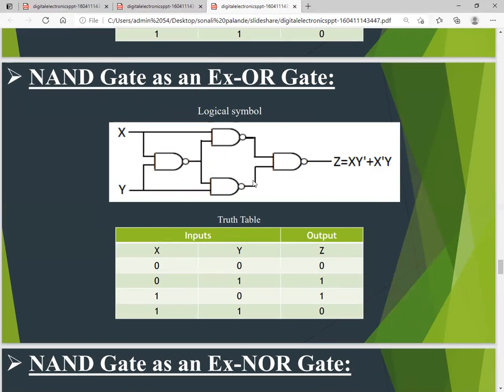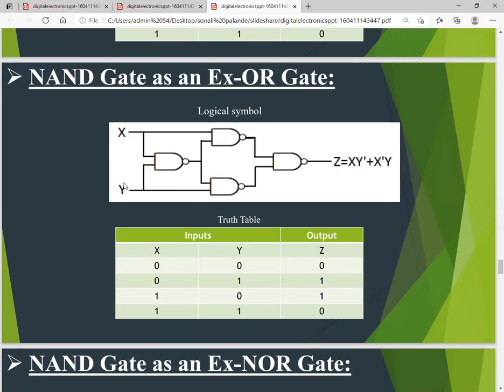Now the NAND gate as an XOR gate. This is nothing but the logical circuit or symbol of the NAND gate as an XOR gate, and this is the truth table. X and Y are the inputs and Z is the output, and here we use four NAND gates connected to each other.